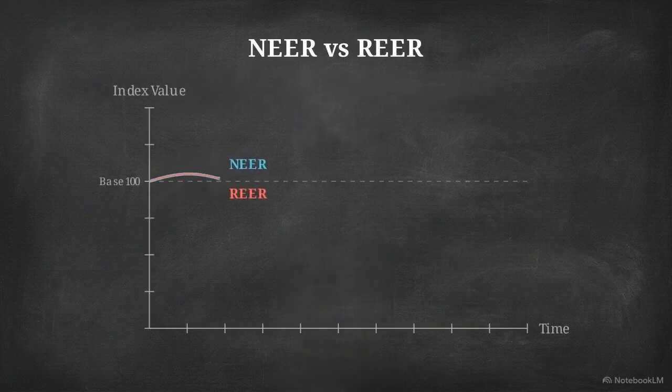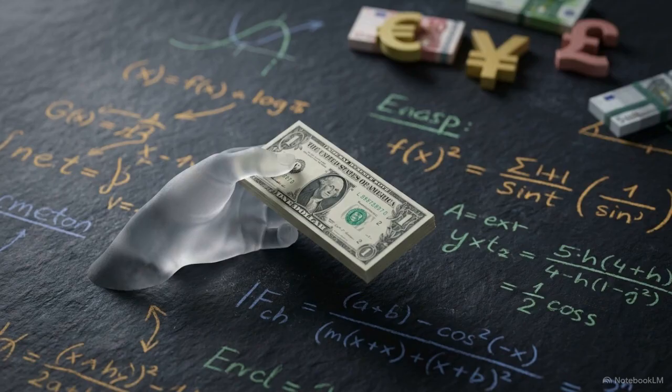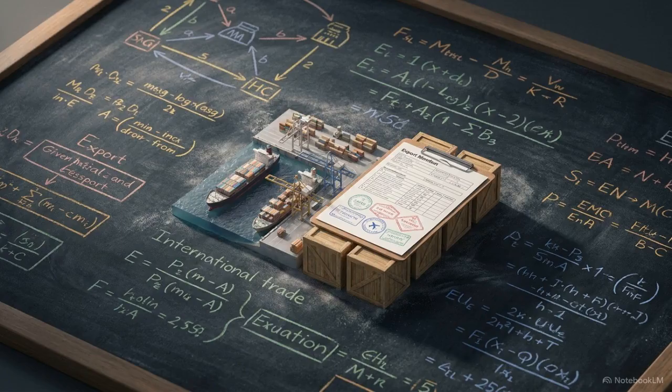This chart illustrates what happens when we adjust the NER for inflation. Notice how the REER line detaches and drops when domestic inflation runs higher than inflation in partner countries. Relying on raw dollar exchange rates provides an incomplete picture. Calculating the RER and REER is the only way to accurately measure India's true trade competitiveness.